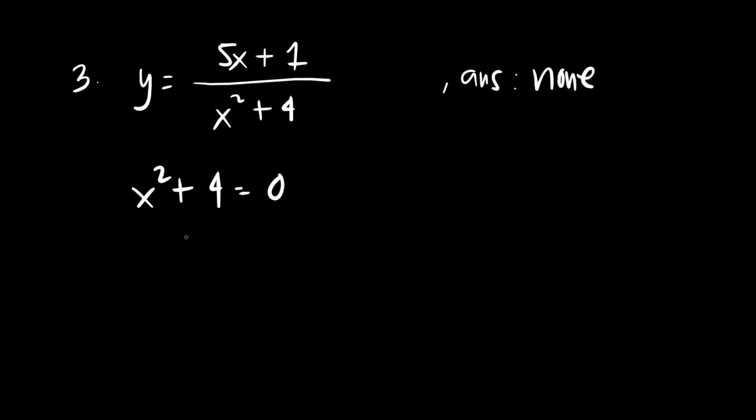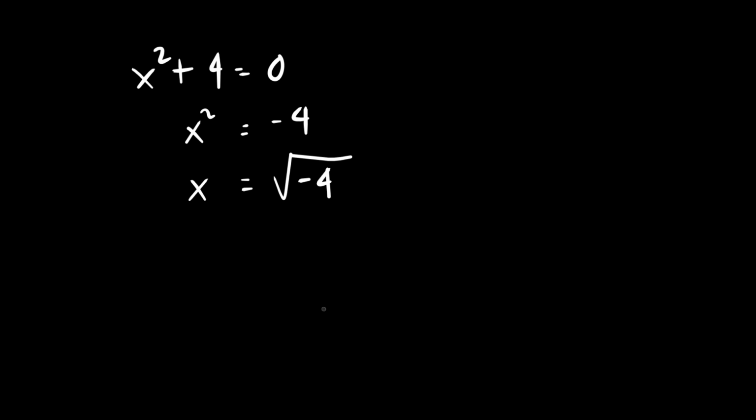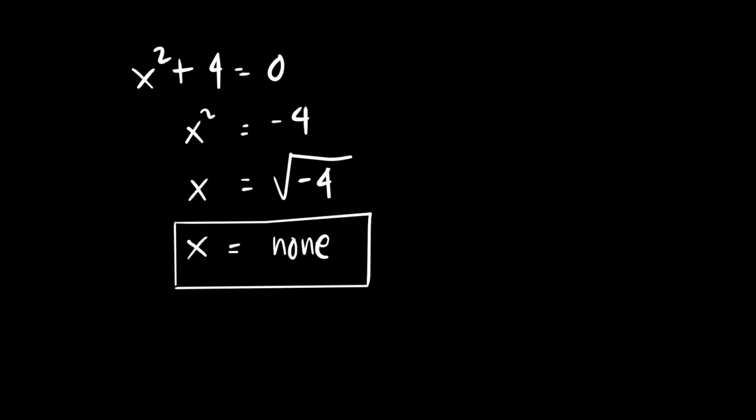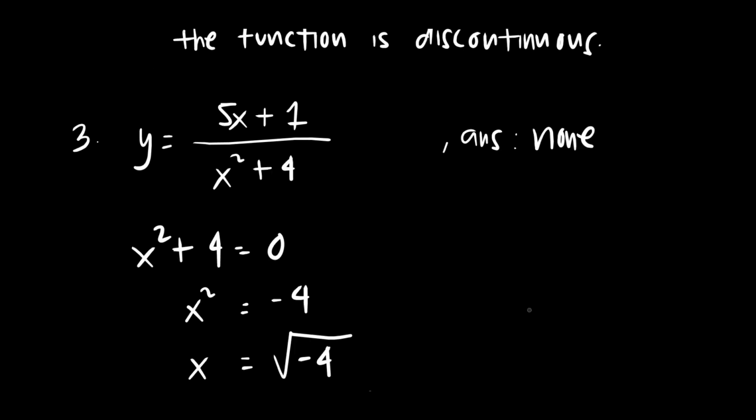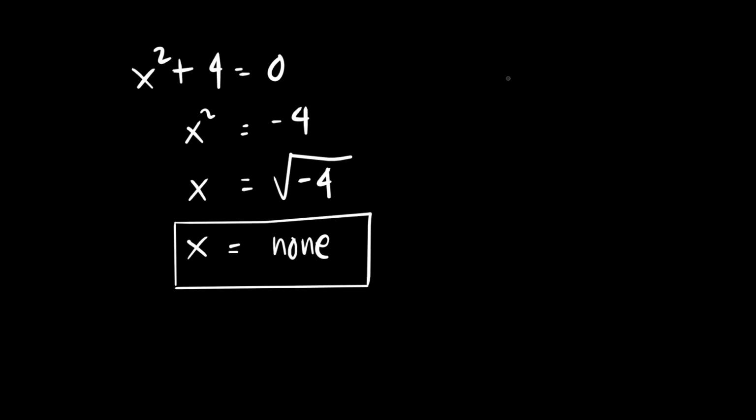So we have x squared is equal to negative 4. So we'll have the square root of negative 4, and this number does not exist. So for this one, x is none, right? There is no value of x for which the function will be discontinuous. So let's check if our answer is correct. The answer is none, so our answer here is correct.